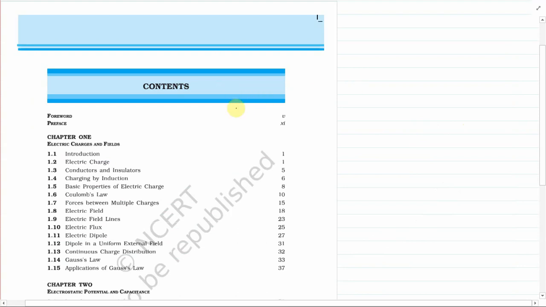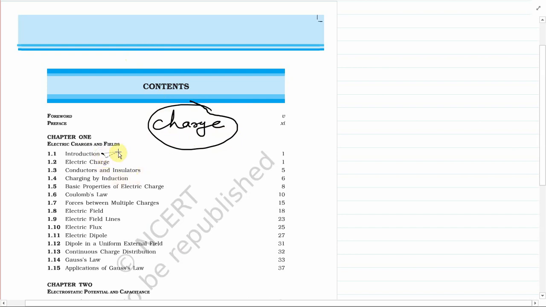Okay, so this is our list of chapters in part 1. The first part deals with the quantity, or you can say entity, charge. The whole book is dedicated to this particular entity known as charge. So the first chapter is dedicated to charge and its properties.